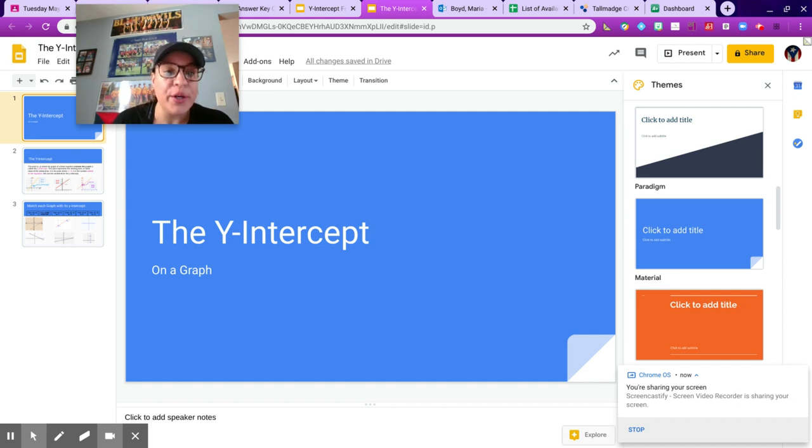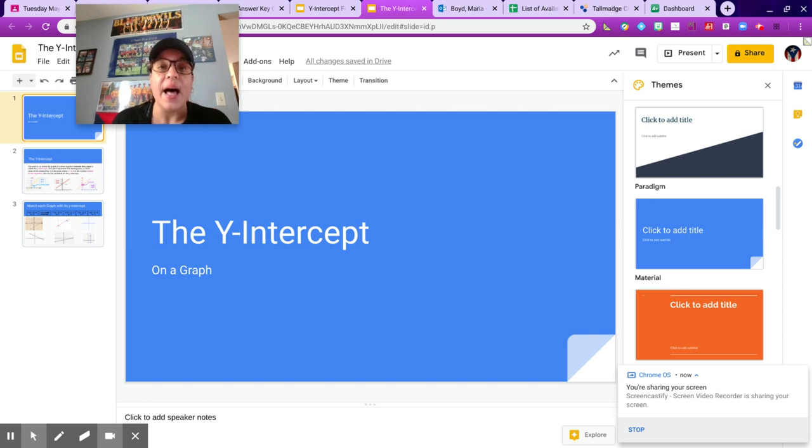Hi guys, this week we're going to learn another important concept that we need in order to be able to write the equation of a linear relationship. Last week we learned that slope is the steepness of a line. It is represented by the variable m, and we can find the slope by counting the rise and dividing it by the run. Remember that the rise is the movement up or down, and the run is the movement right or left.